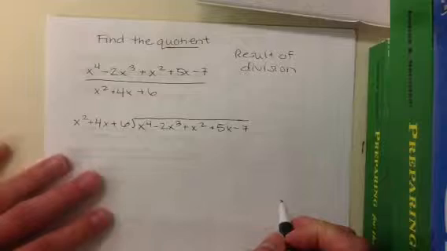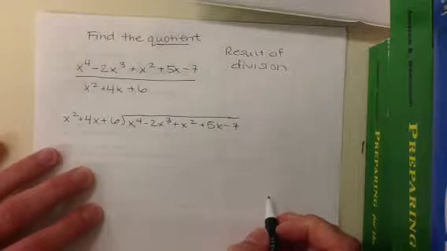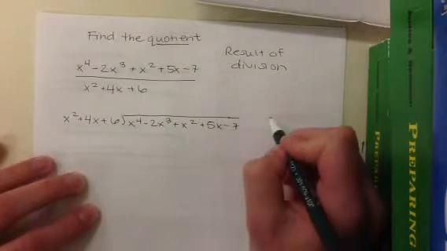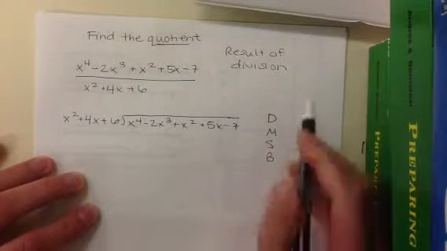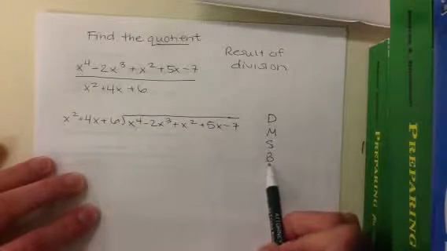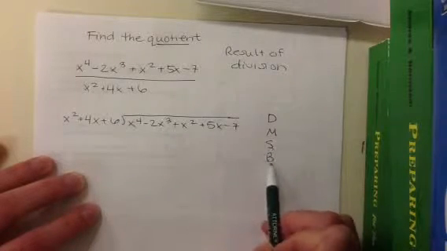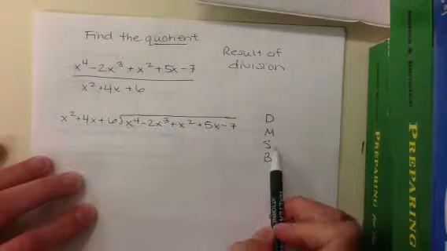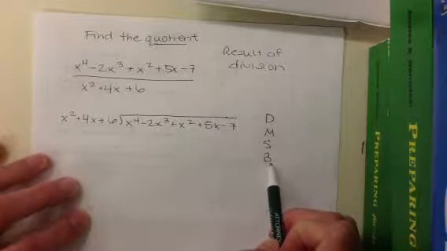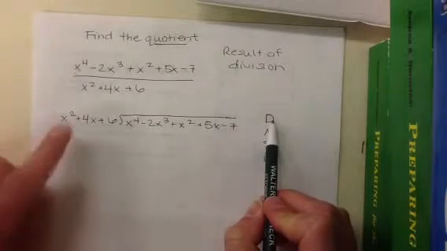Now I'm ready to divide. To use long division, there are 4 steps that I can follow. DMSB. I remember them by Does McDonald's Sell Burgers? But really what they stand for is divide, multiply, subtract, and bring down. So first I'm going to divide.